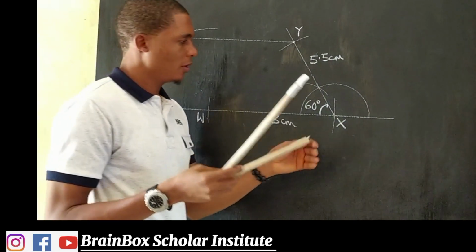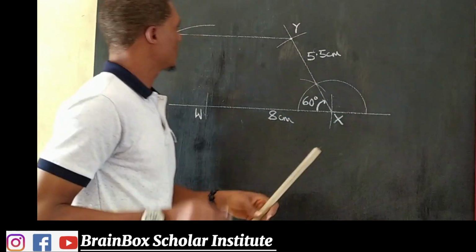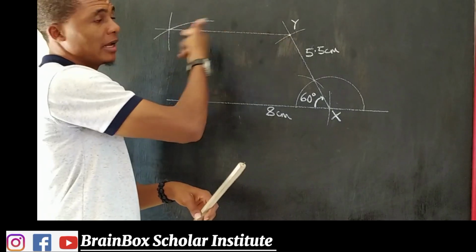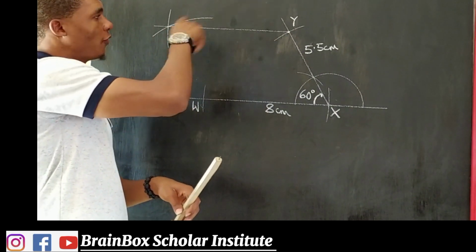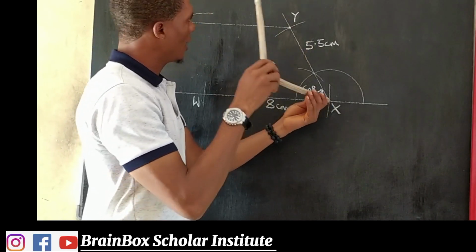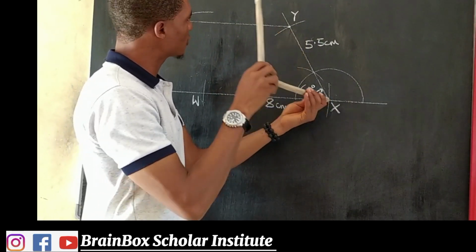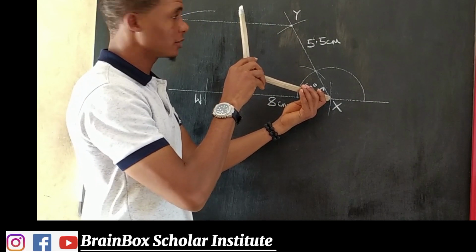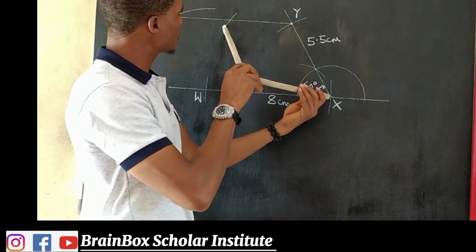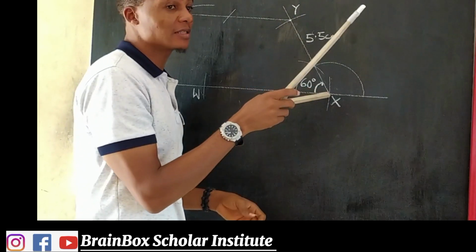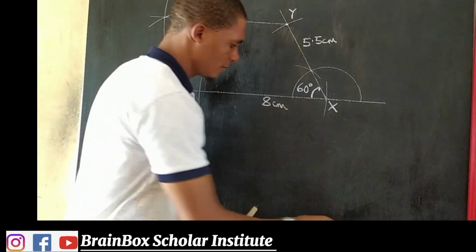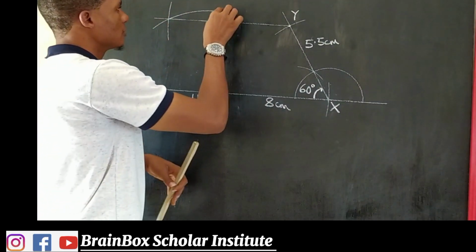Now they say XZ. That means Z should fall somewhere here, since I've created a parallel line now, right? So it should fall somewhere here. I'll place it here and look for where it's going to cut the line. Anywhere it cuts the line, that place will serve as my Z. Understood? Yes.